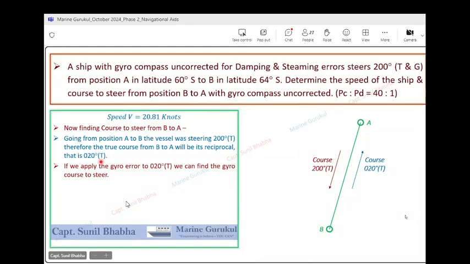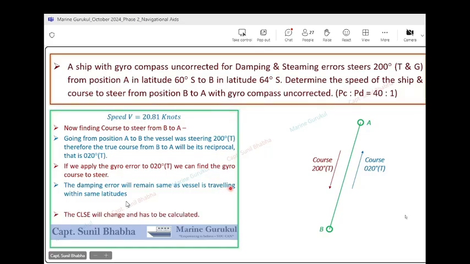Now, if we apply the total gyro error to 020 degrees true, we can find the gyro course to steer in this case. The damping error is going to remain the same as the vessel is traveling within the same latitudes. So whether you are moving on 200 or on 020, there is no change in the damping error. The damping error is only dependent upon latitude, and the latitudes are the same. The CLSE will change and has to be calculated. So now we are moving on to the next slide. We will be using the speed 20.81 to find out the CLSE.